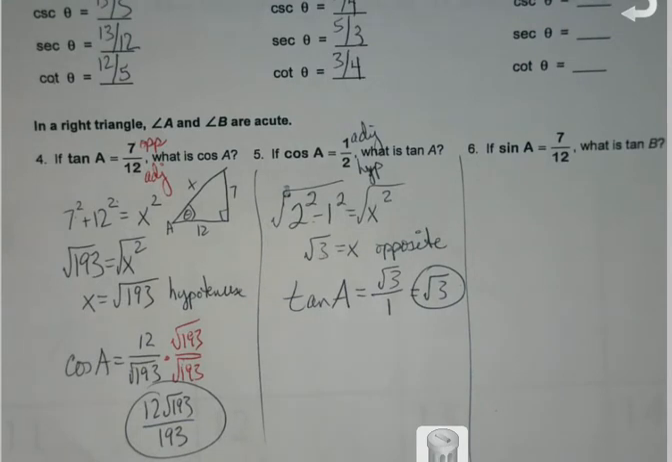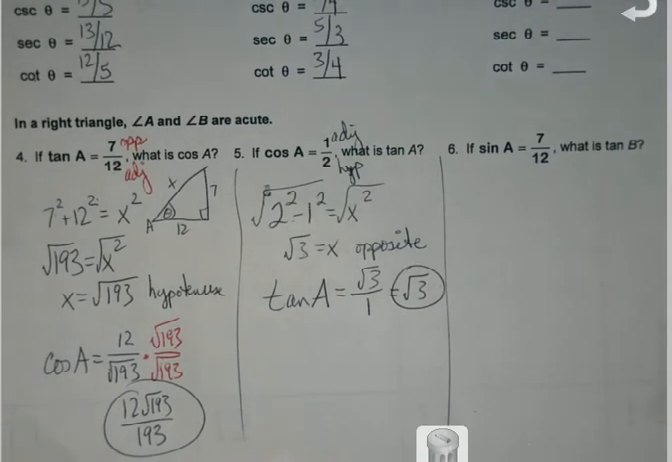Now, this time they're going to try and throw a twist in on you. Notice on the first two, it's been tangent of A, cosine of A. I'm using A both times. Cosine of A, tangent of A, using A both times. This time I've got sine of A, tangent of B. We'll deal with that in a second, but I still need to figure out my missing side here.